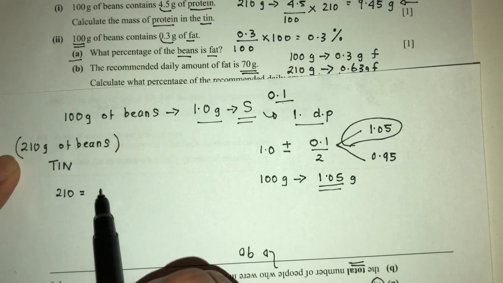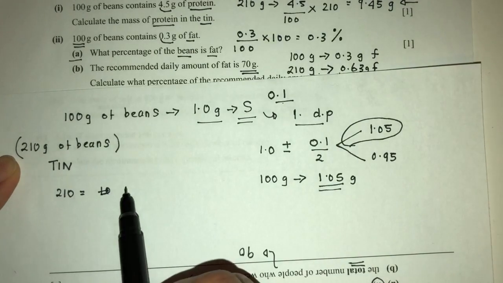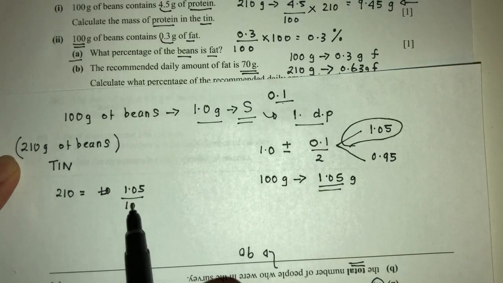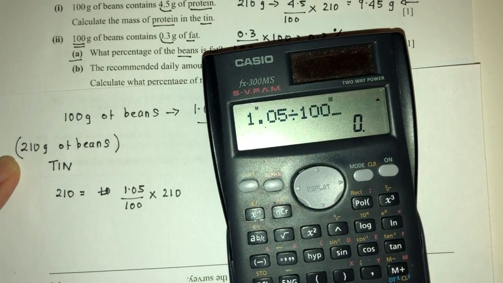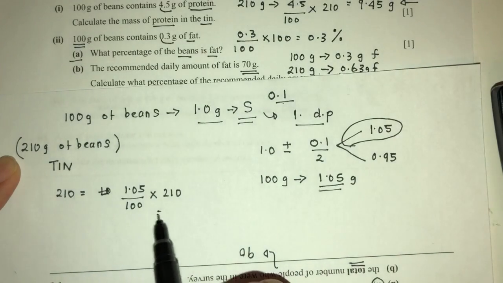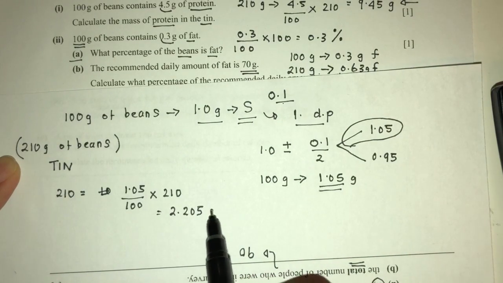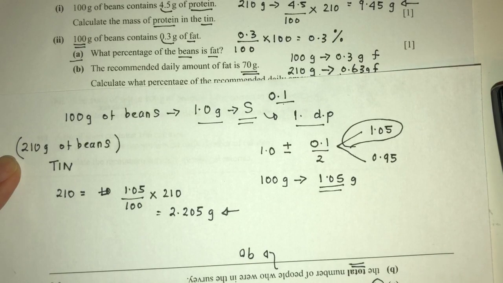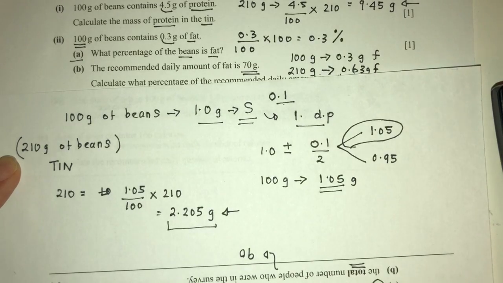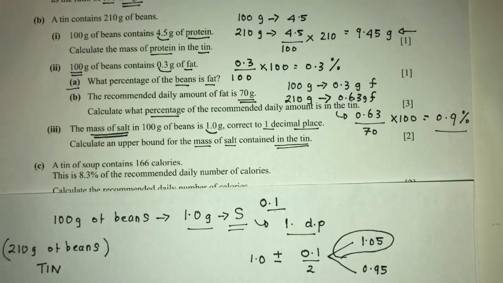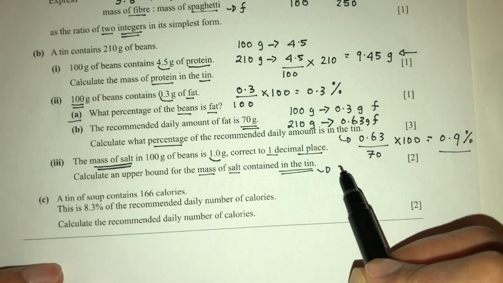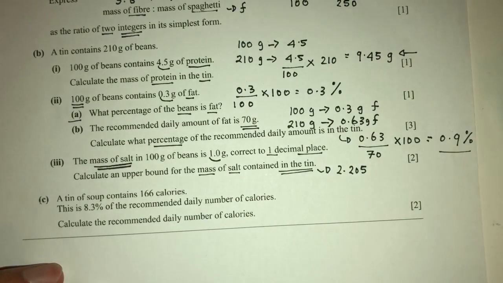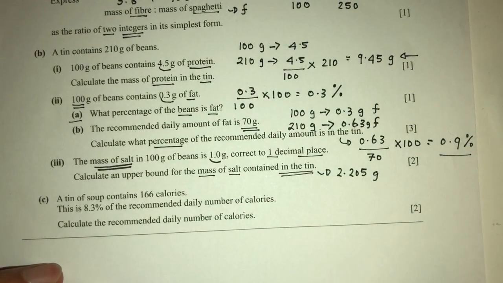210 will be this value, 1.05 divided by 100 times 210. That will be 2.205 grams. Now, because it is an exact answer, you will not write this down to 3SF. We will just write the exact answer for this one. Now, that will be part 3 of the question. So let me write this down. Part 3, we have got 2.205 grams of salt for the upper bound value.